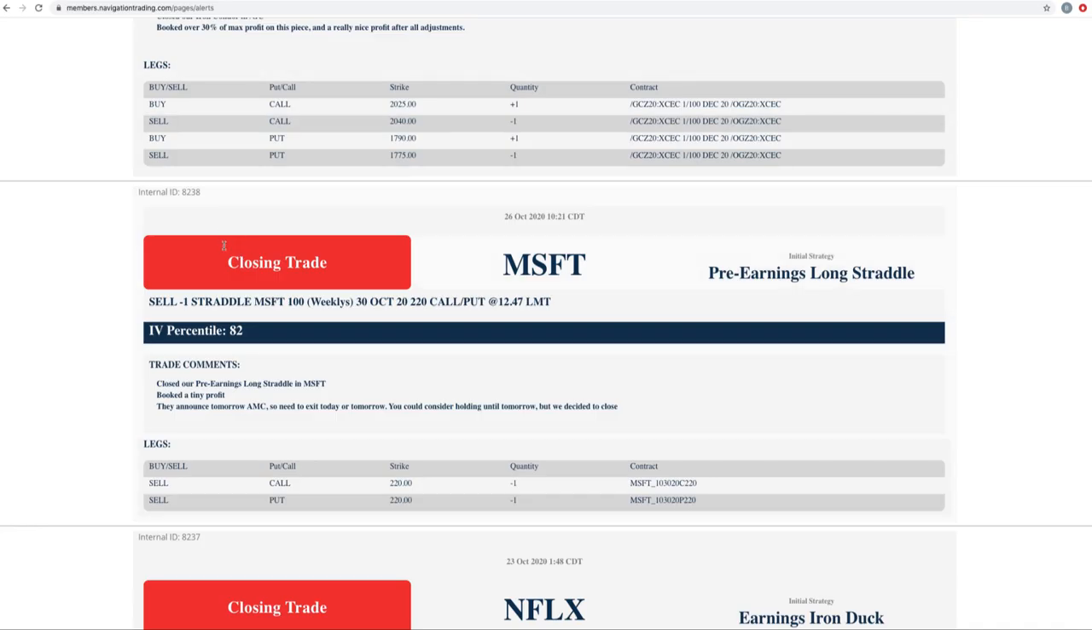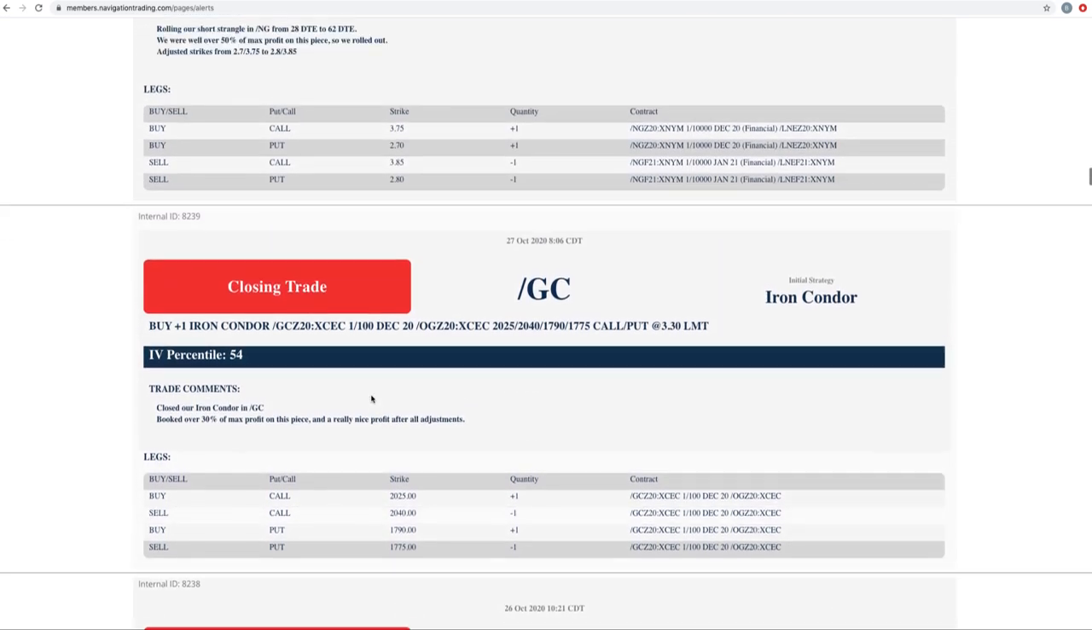All right, let's jump into the alerts for the week. Starting with Monday on Microsoft, we had a pre-earnings long straddle that we put on last week. It moved barely out of range for us to book a profit, just a tiny profit there. It just bounced around, got a little more theta decay. Implied volatility didn't expand like we'd hoped, but we were still able to book a small profit on that trade.